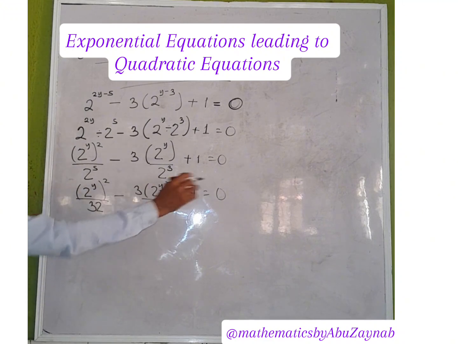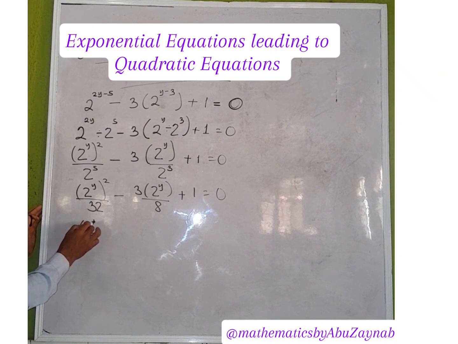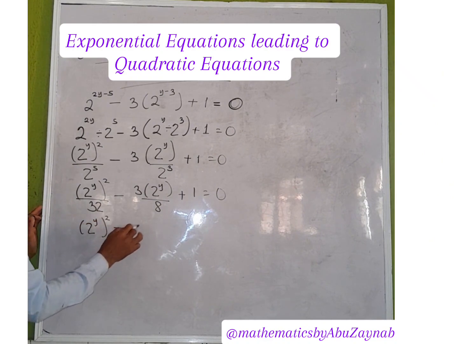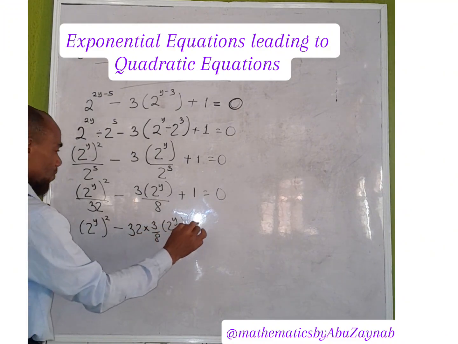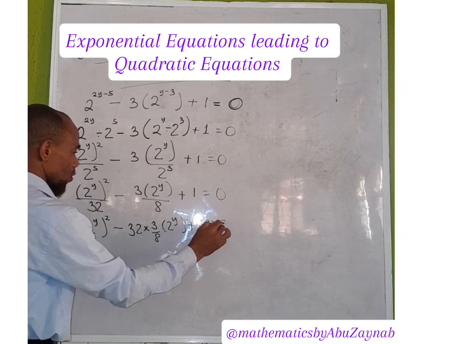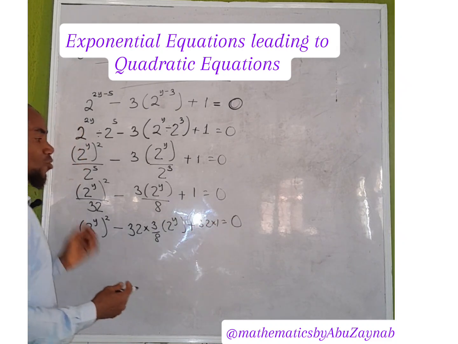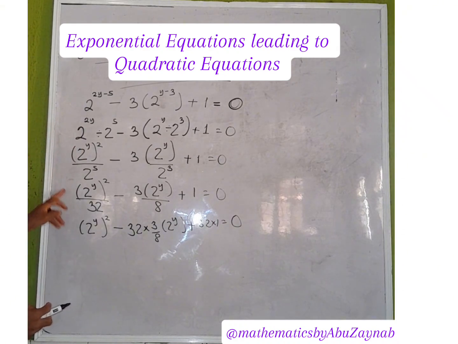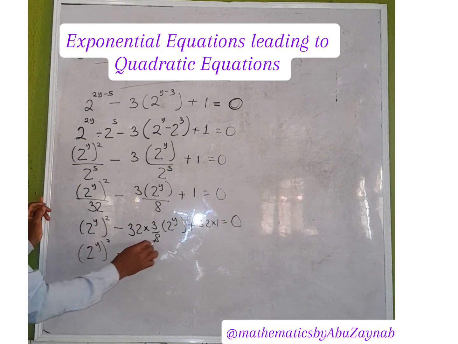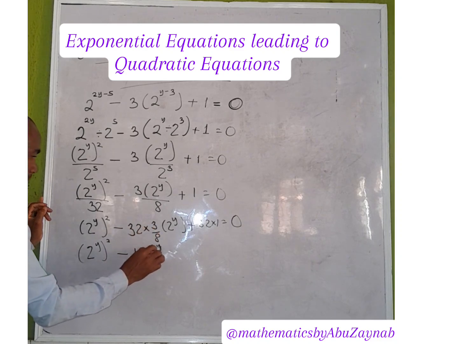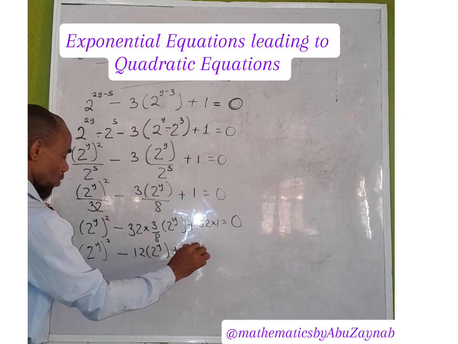So multiplying through by 32, I'm going to be left with 2 power y all squared, minus 32 times 3 over 8 times 2 to the power y, plus 32 times 1 equals, of course, 0 times 32, which is still 0. Mind you, 32 has been multiplied with this 1 over 32 to give us just 1 here. So I'm going to have 2 power y all squared, minus, 8 into 32 is 4, times 3, that's 12, times 2 power y, plus 32 equals 0.